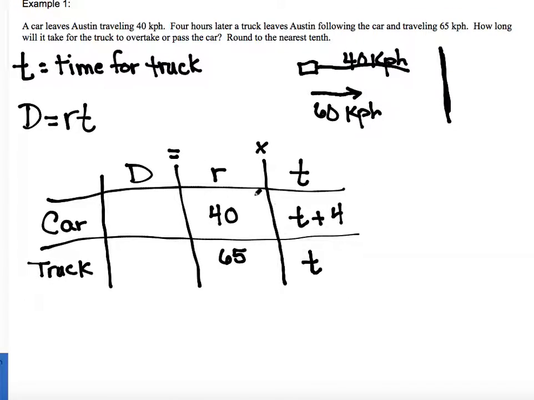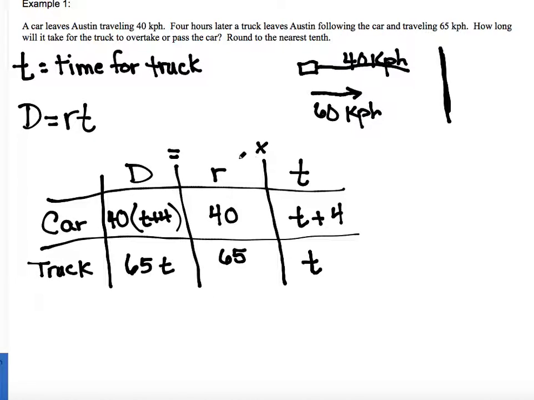Now we know mathematically that distance is equal to rate times time. Now that you have your rate and your time in these boxes, we can find the distance of the car and the distance of the truck by multiplying rate times time. So for the car, distance is going to be rate, which is 40, times the time, which is t plus 4. For the truck, we multiply rate times time, which gives me 65t.